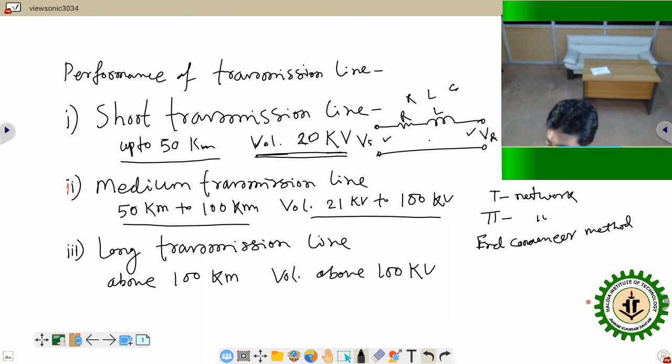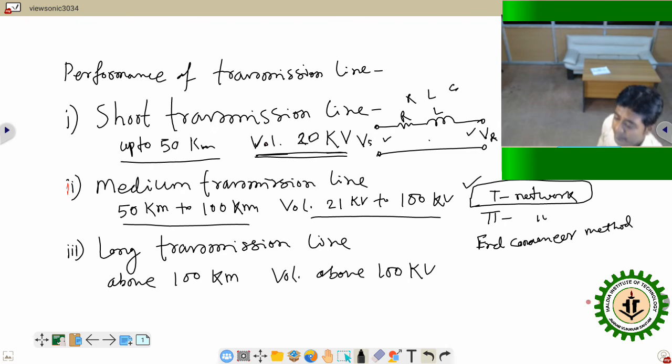So thereby the circuit is like a T-type network. Here we consider the capacitance which is formed at both ends. So this circuit is like the pi-type network. So these are basically methods of calculation. By considering this capacitance, we can calculate the efficiency and regulation of the transmission line.